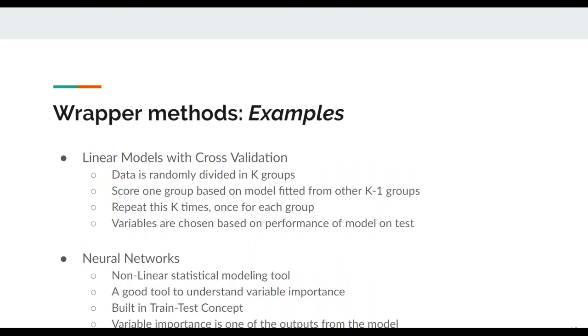These are some examples of wrapper methods. So linear models with cross-validation, other than the random forest. Here you have a random division of data in K groups, and then you try to see whether this can be improved by changing the groups used for training against the others. Another approach is the neural networks approach, so try to see whether you can identify relevant features from that. The problem here is that whatever is produced as an insight from neural networks is not something you can readily interpret, because neural networks are not easily interpreted.